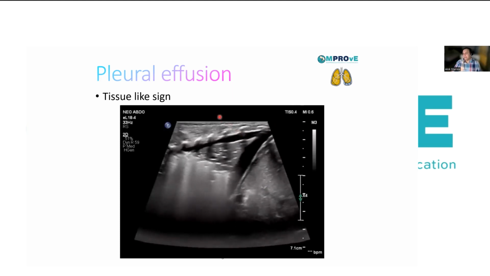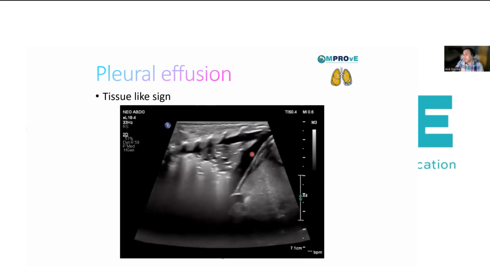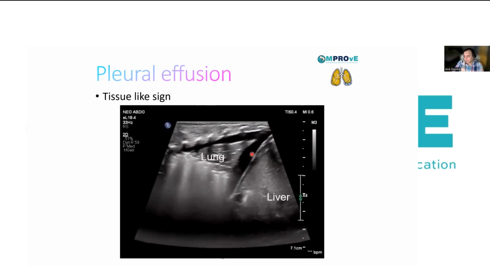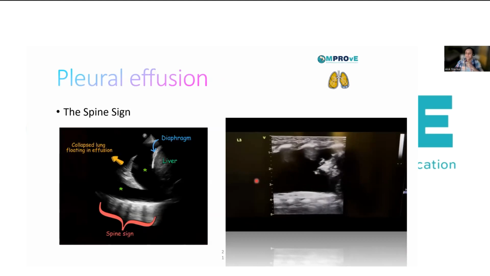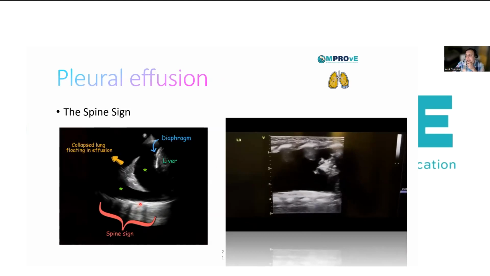So again, the benefit of being able to do ultrasound of the lung is you can actually look at the underlying lung, and if you clinically correlate, it gives you a feel of the tissue. And as you can see, the lung here looks very much liver-like. So this is what we call a tissue sign. What is the spine sign?